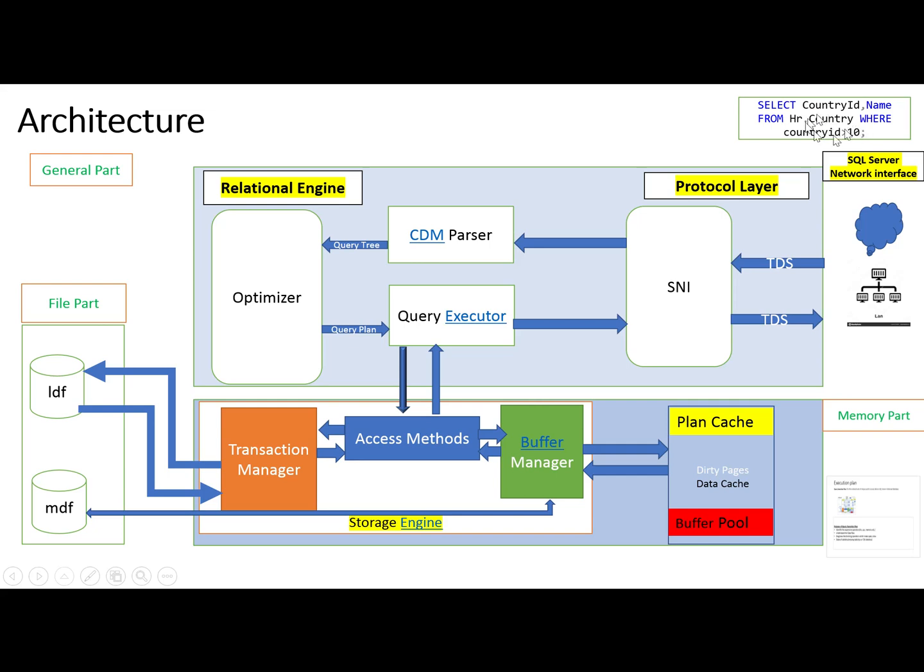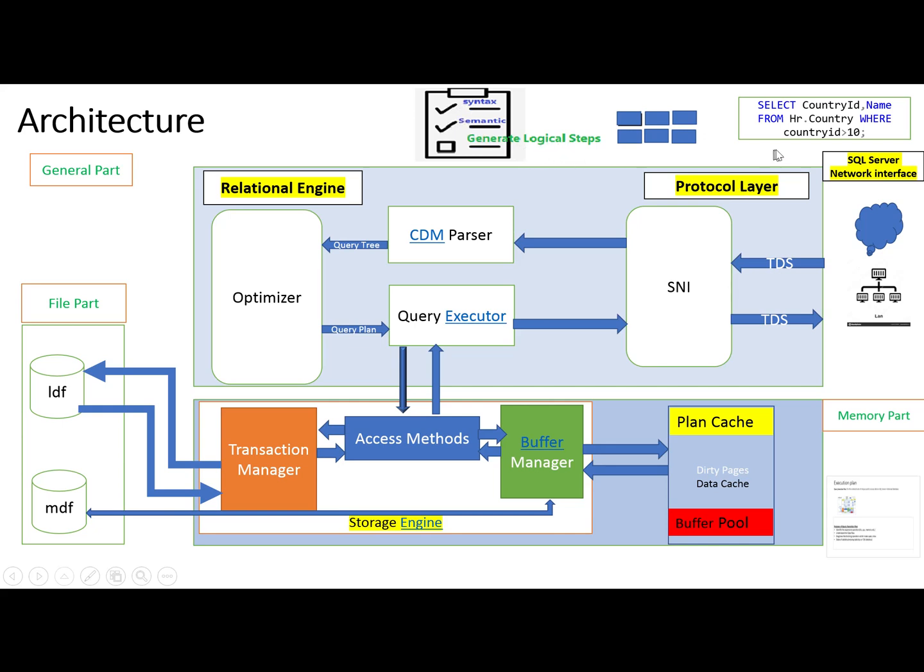When this query comes to the protocol layer, the protocol layer converts it into TDS packets, and these TDS packets then go to the relational engine. In the relational engine, the CMD parser receives these packets and checks the syntax of the query, whether it follows the SQL language. It also checks the semantics, that the table name and column names really exist in the database. After all these steps are okay, it generates the logical steps.